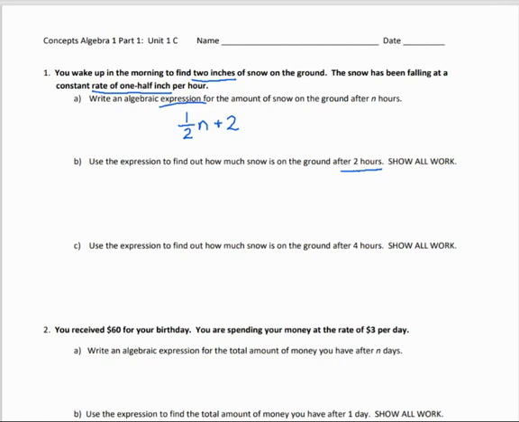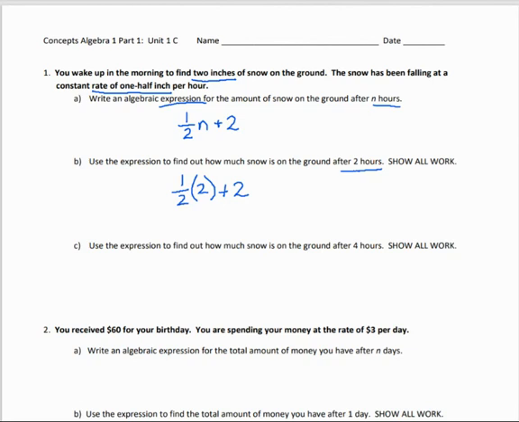Does everybody understand here that n represents our hours? So we have 2 hours. What that means is where I saw n, I'm going to plug this 2 in. So it's 1/2 inch per hour, but it's been 2 hours. So I'm going to plug 2 in for that n value, plus the original 2 inches that were already on the ground. Okay, so once I have my expression, we know n represented the hours.